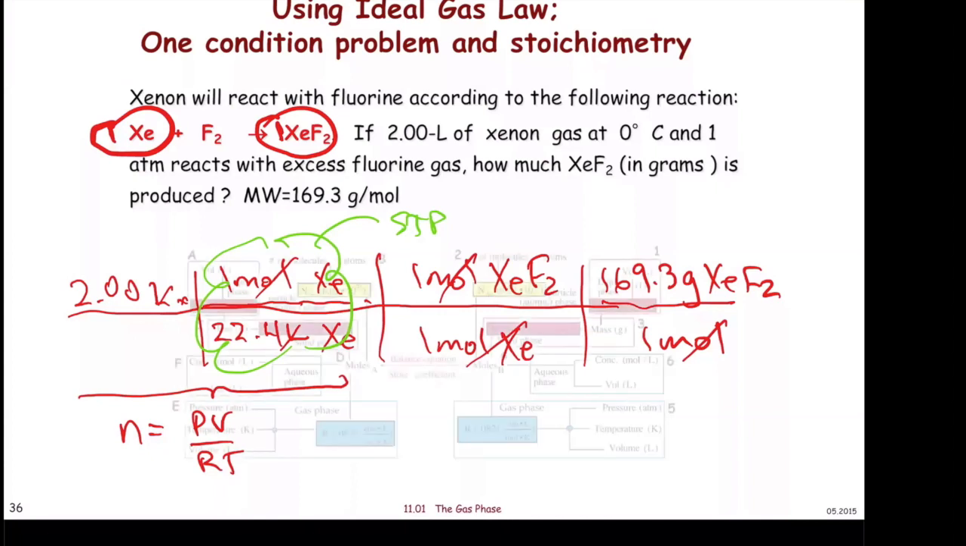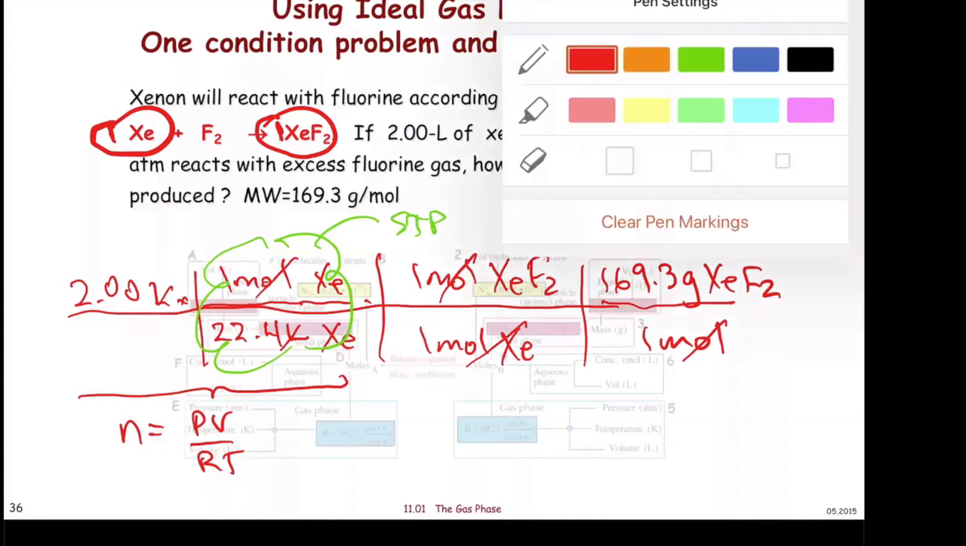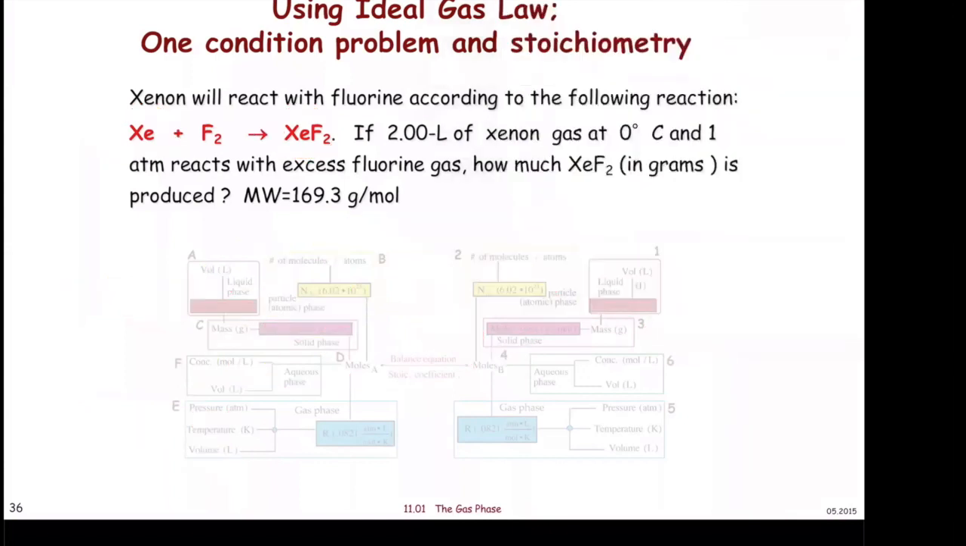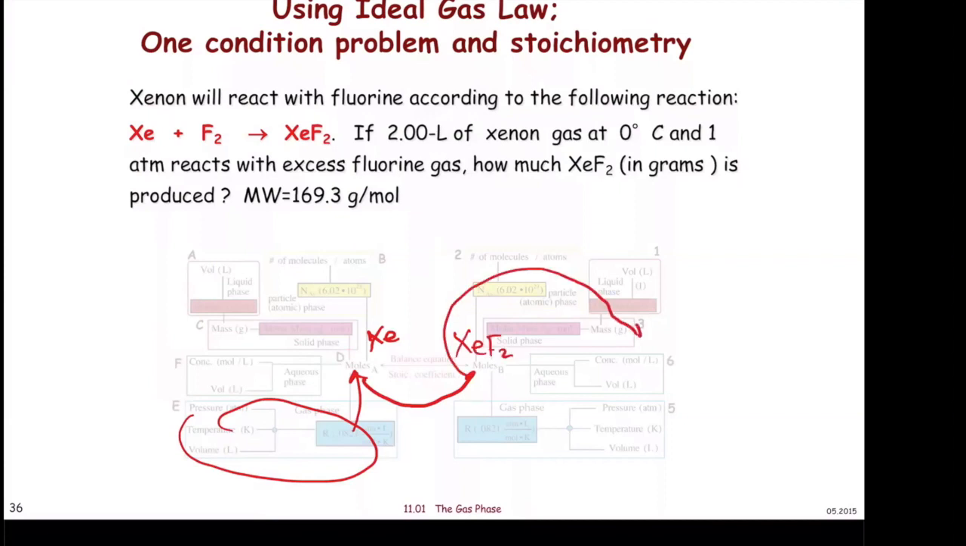Okay, let me clear this up. Again, I show you that we're going from here to here. And this will give me the moles of xenon. Then from here to here, this will give me the moles of xenon fluoride. And then from here to here, that'll get me the mass of xenon fluoride. So we're using the stoichiometry map in a different area now to do calculations.